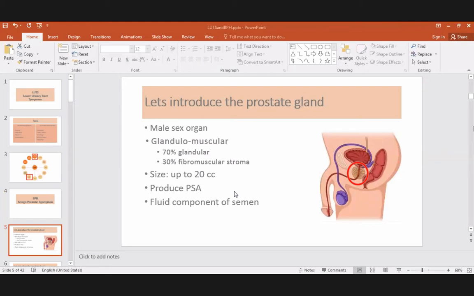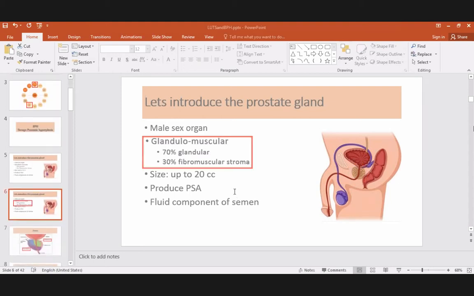And what is its action? It converts testosterone to dihydrotestosterone, which is the most active form of testosterone. And second, it is responsible for the fluid component of the semen. The semen that is coming from the back is added up with some fluid part because of the action of the prostate gland. The gland secretes secretions there, and it increases the liquid quantity of it. Okay.